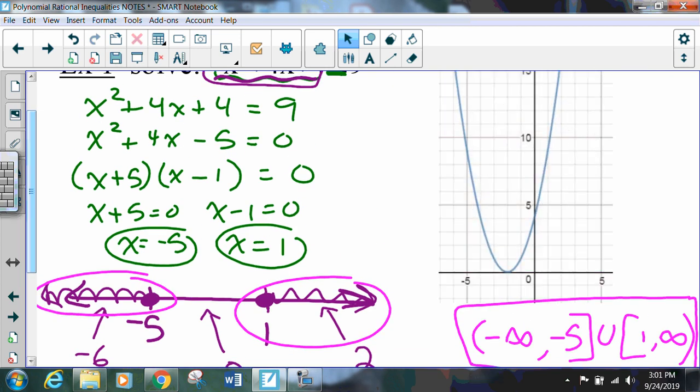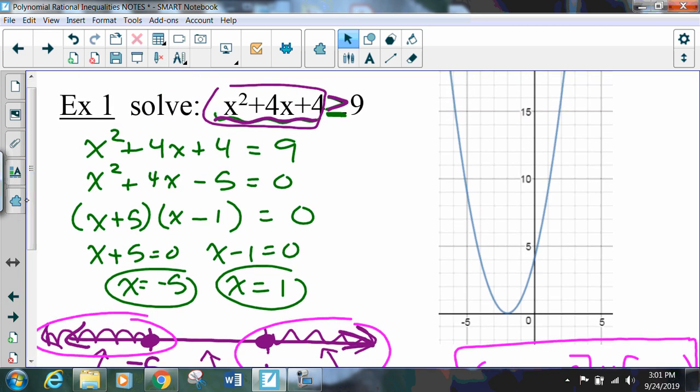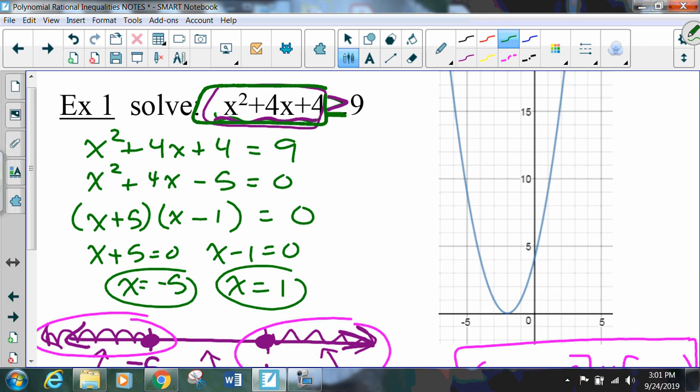Well, what you see is I took the time on Desmos to put this in. So I'm really looking at x squared plus 4x plus 4. That's the graph that you see here. And I'm wondering, where is it greater than or equal to 9? Well, let's see. Here's 9 right here.